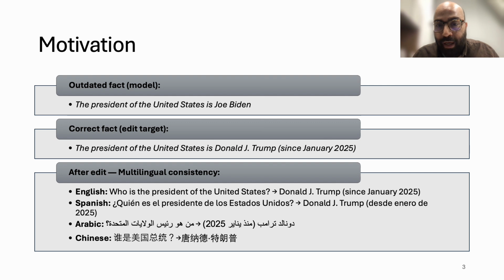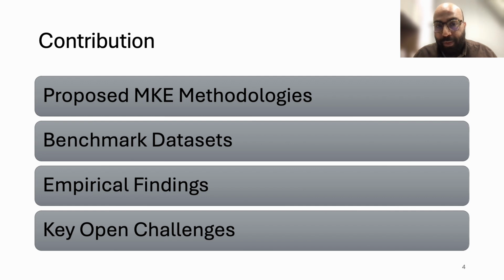This challenge has given rise to the field of multilingual knowledge editing, which seeks to synchronize factual updates across languages while preserving unrelated knowledge. In this paper, we present the first comprehensive survey of methods and benchmarks for multilingual knowledge editing. Specifically, we review recent advancements in the proposed MKE methodologies, the benchmark datasets that were introduced to evaluate the MKE efficacy, some empirical findings, and key open challenges and future directions towards building LLMs that are reliably editable across languages.